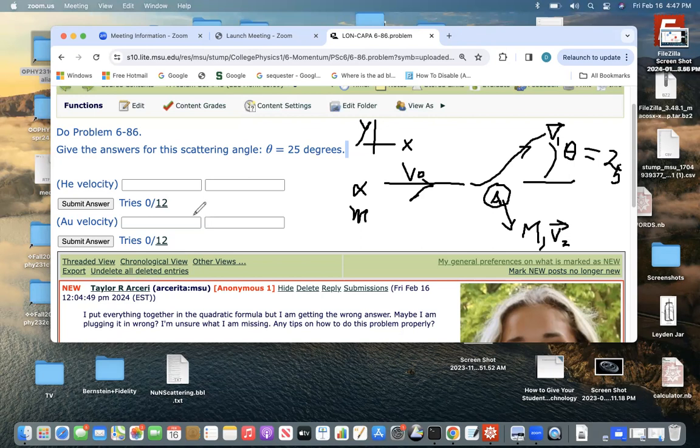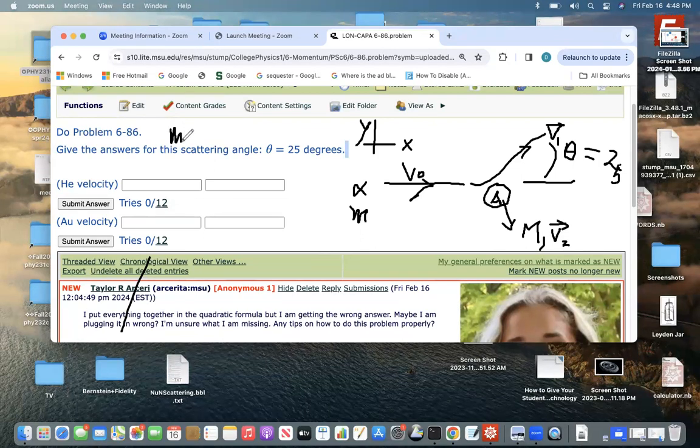All right, so now you want the two velocities. So you want the He velocity and the Au velocity. I'm not sure what else is given in the problem, but how do you solve this problem? Well, it's conservation of momentum.